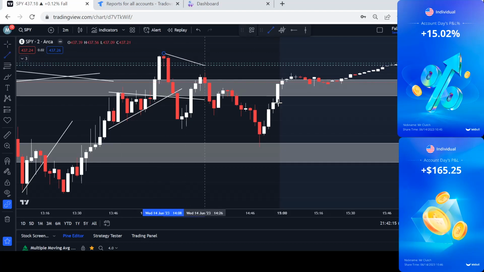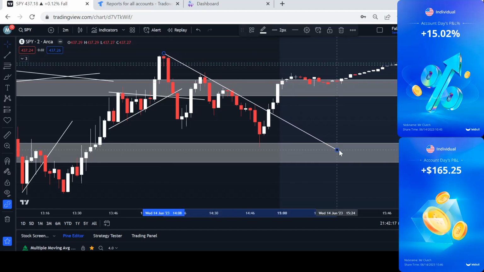If you're really a degen, you got a nice trend line here, and you play that and run it out 2 candles into the end of the day and try to catch a little move.